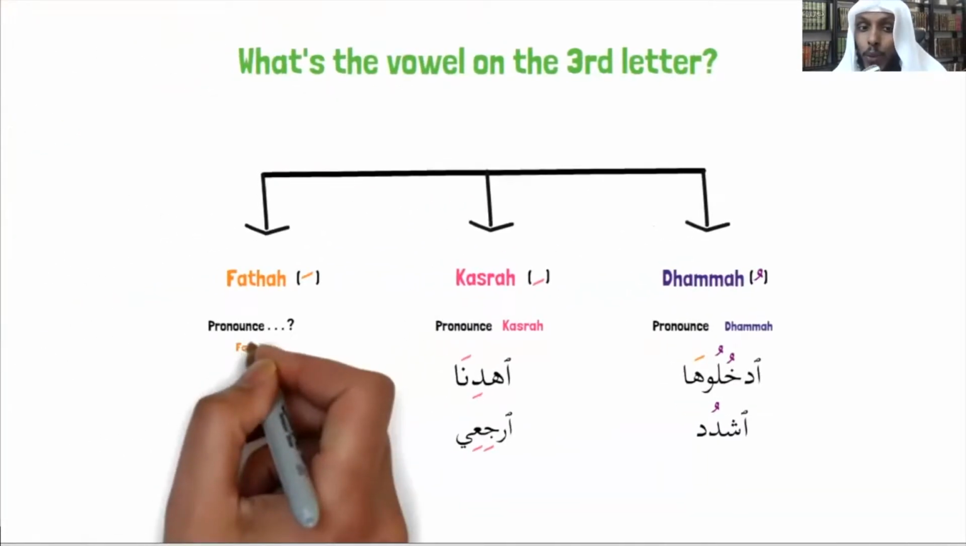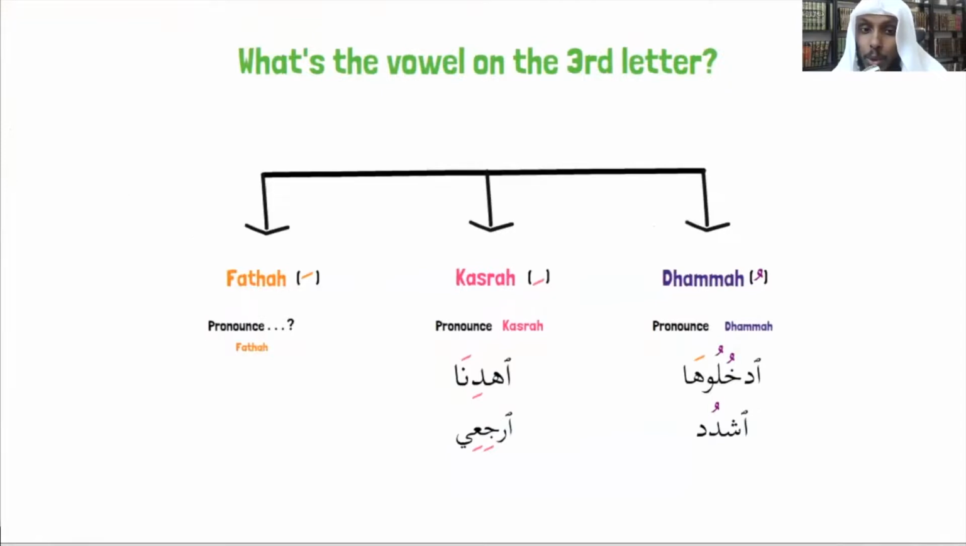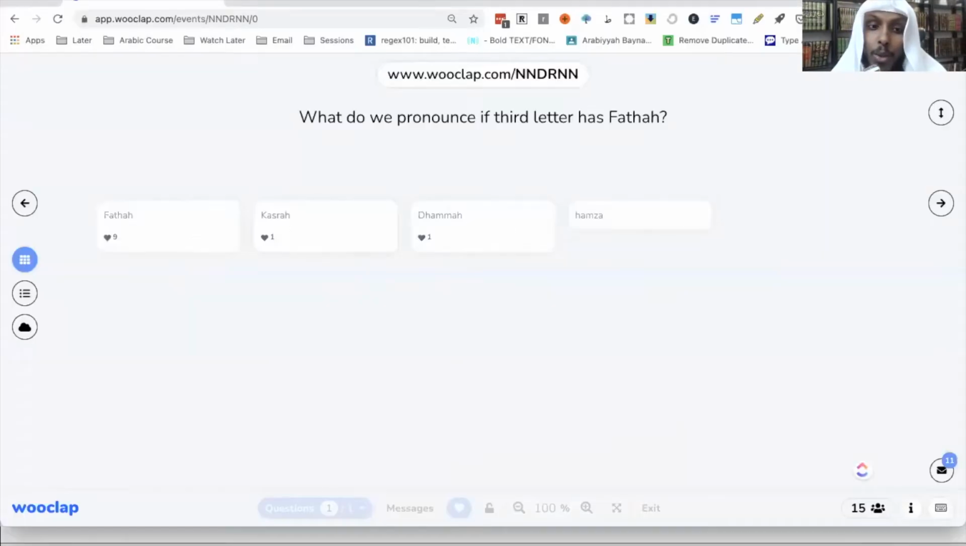Alright, now since we can't do fatha, the question is, what do we do then? Kasra or dhamma? Now go back to WooClap and change your likes. One person liked dhamma now. I want the likes on fatha to become 0. Take that back, and like either kasra or dhamma. Fatha is wrong. So 2 people went for dhamma and most of you went for kasra.